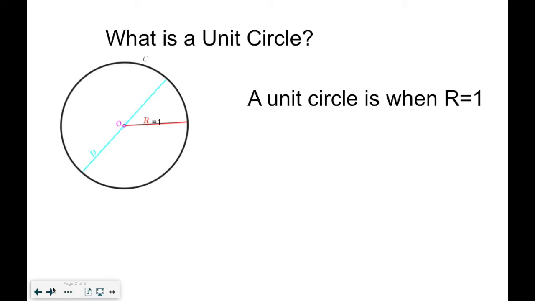What is a unit circle? A unit circle is when the radius equals 1, as shown here.